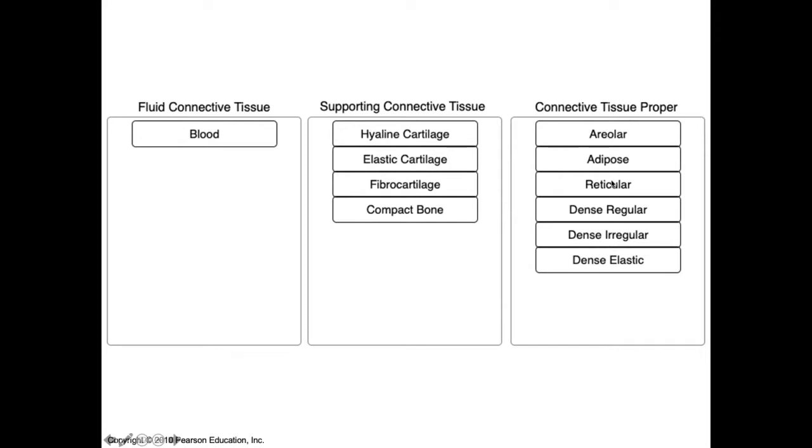Where do we put areolar, adipose, and reticular? Connective tissue proper. Those were loose connective tissue. And then you have dense regular, dense irregular, and dense elastic.